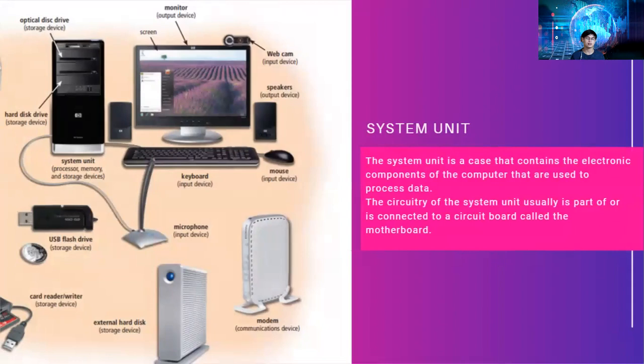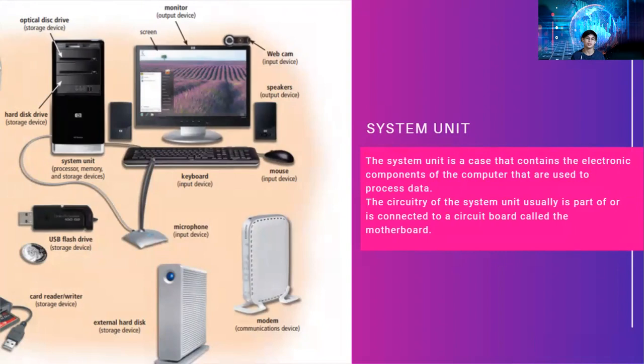Next, system unit. So what is a system unit? A system unit is a case that contains the electronic components of the computer that are used to process data. The circuitry of the system unit usually is a part of or is connected to a circuit board called the motherboard. So again, guys, this is not the CPU. A lot of you actually call this a CPU. No, that is a system unit. The CPU is just part of the motherboard, just part of the system unit.